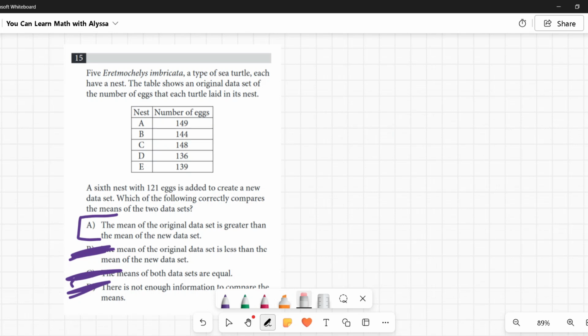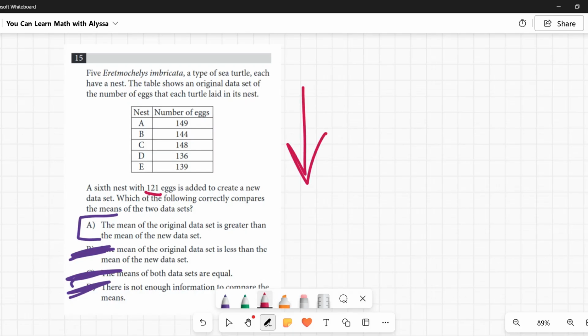So all that being said, let's see what we've got going on over here. We have 149, 144, 148, 136, 139. All are in the 130s or 140s. And the number we're adding is 121.